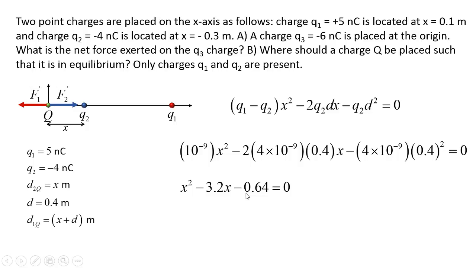Use a calculator, and you will see that for this quadratic equation you get two results, a positive value for x and a negative value for x. From the way we chose the coordinate system, Q is at the origin, the only value for x that makes sense in physics is the positive value, because x is a positive distance with respect to the origin. And that value is 3.385 meters.